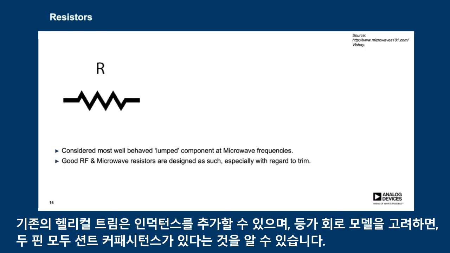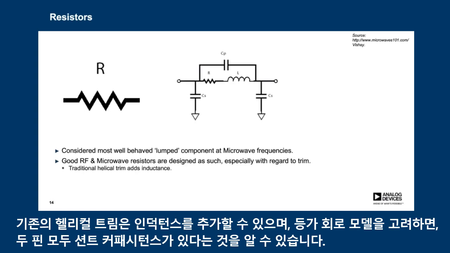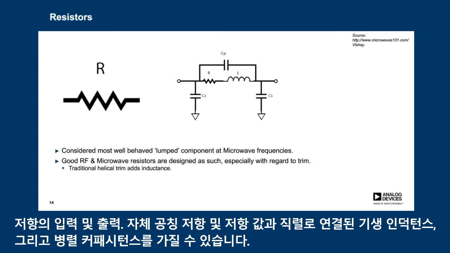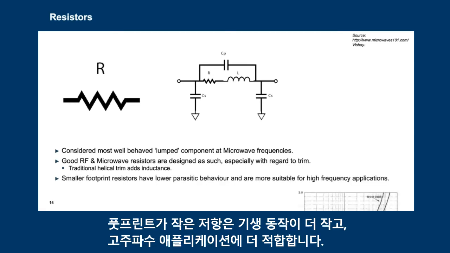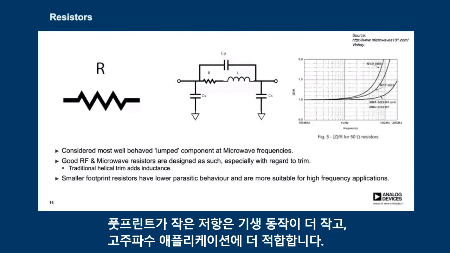What we'll see is that a traditional helical trim can add inductance. To consider the equivalent circuit model, there is a shunt capacitance on both of the pins. The input and the output of the resistor will have the nominal resistance itself, a parasitic inductance in series with the resistance value, and then a parallel capacitance. What we notice is smaller footprint components have lower parasitic behavior and are more suitable for higher frequency applications.